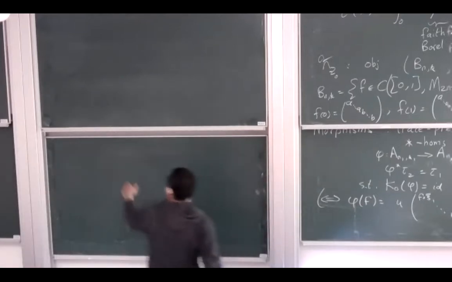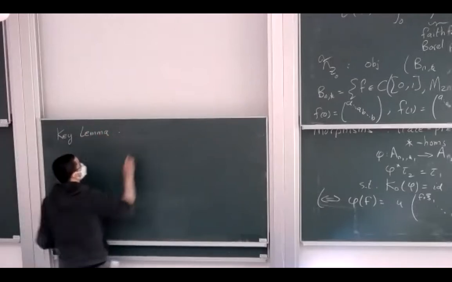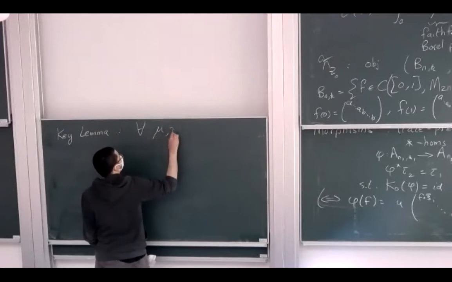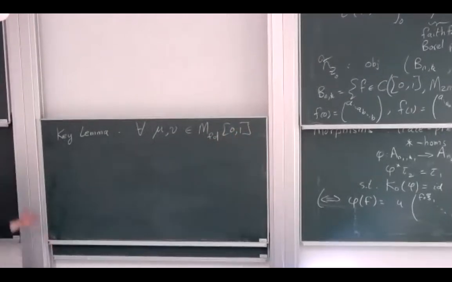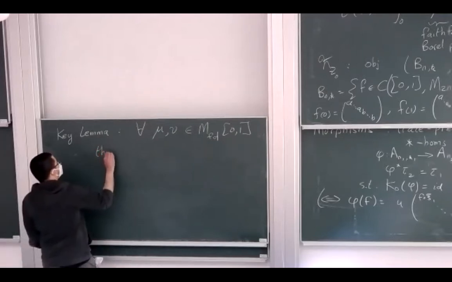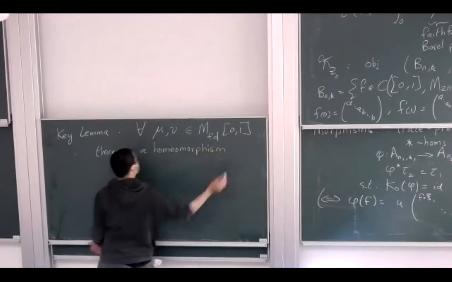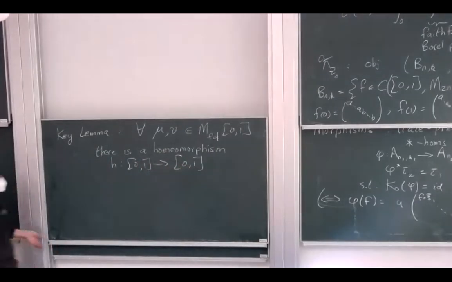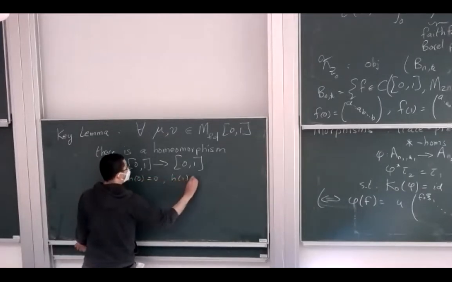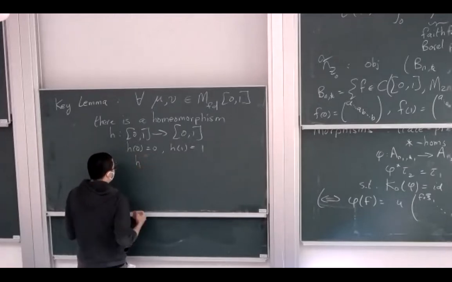All right, so the lemma is this. For any, let's say, measures mu and nu, faithful and diffuse on the interval, there is a homeomorphism of the interval mapping one to the other. So a homeomorphism that also preserves the endpoints, so H of 0 is 0, H of 1 is 1, such that, how does it go? It's a push forward.